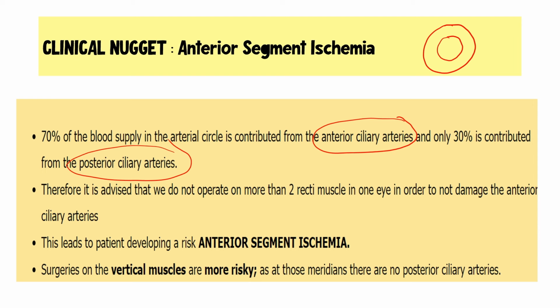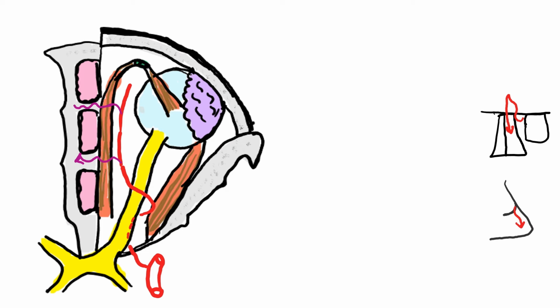Now, another important point to remember is that the posterior ciliary arteries, which augment these arterial circles, come from the horizontal direction. That means we do not have any posterior ciliary arteries coming from the vertical direction. Therefore, when we do surgeries on the vertical muscles, there is a severe risk of anterior segment ischemia compared to surgery on the horizontal muscles, because in the vertical direction we do not have those posterior ciliary arteries which were contributing 30% of the blood supply in the arterial circle.